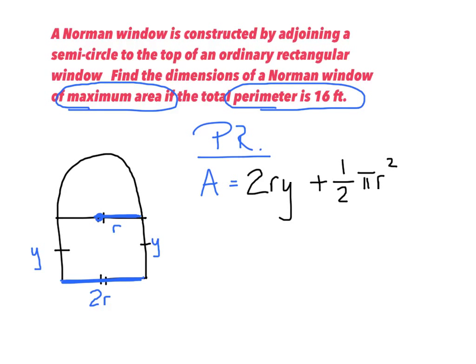All right, so you'll notice I have r's and y's. So that means I need to use my secondary. So let's go get our secondary equation. We have a fixed amount of a perimeter of 16. Okay, now what does the word perimeter mean?